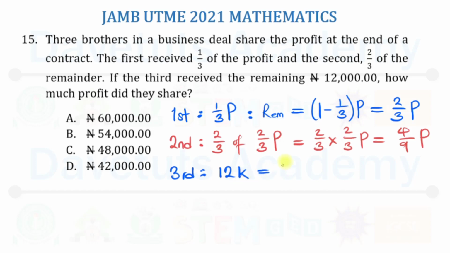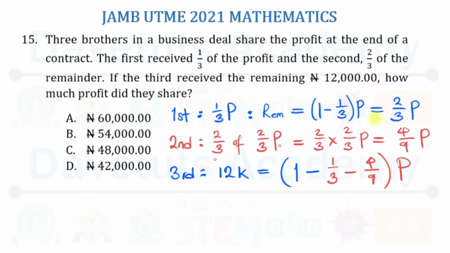Now that 12K is synonymous to the original value. If I take it as a unitary value, that is 1, minus what the first child took, which is 1/3P. So minus 1/3, minus what the second child took, which is 4/9. So I can say minus 4/9. And you can notice I'm not writing my P because I'm going to reflect P outside. Okay? So 12K is equal to this expression multiplied by P.